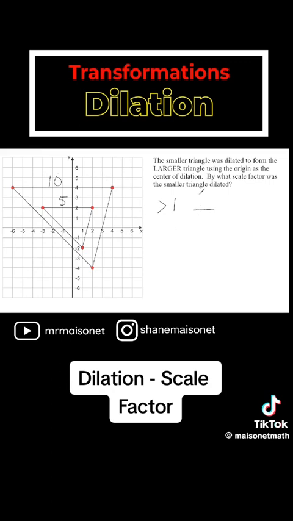So we must write 10 on the top and the 5 on the bottom, so we can produce a number that is greater than 1. And 10 divided by 5 is equal to 2. And if we decide to use corresponding points to solve, for example, we could take this point here and this point here. We would say that this x value is 2 and this x value is 4. So we would write 4 on the top and 2 on the bottom, which also gives us a scale factor of 2.